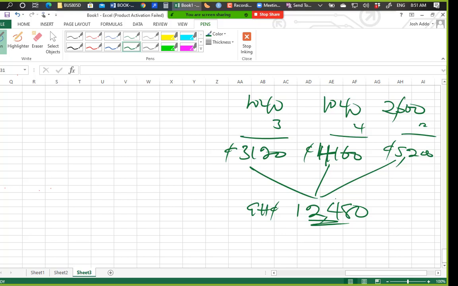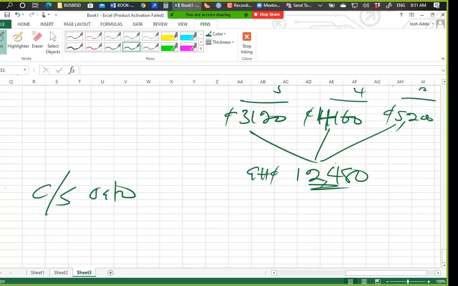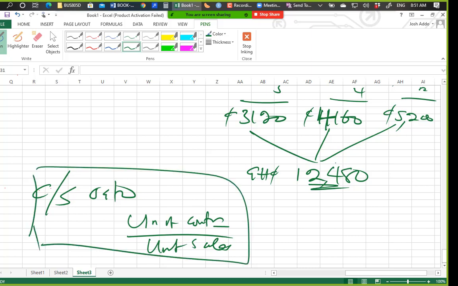And then we said that the contribution to sales ratio, which will make us get the sales revenue straight away, is equal to unit contribution divided by unit sales or selling price per unit. This gives us contribution to sales ratio, also known as contribution margin ratio. This is for the single product environment.